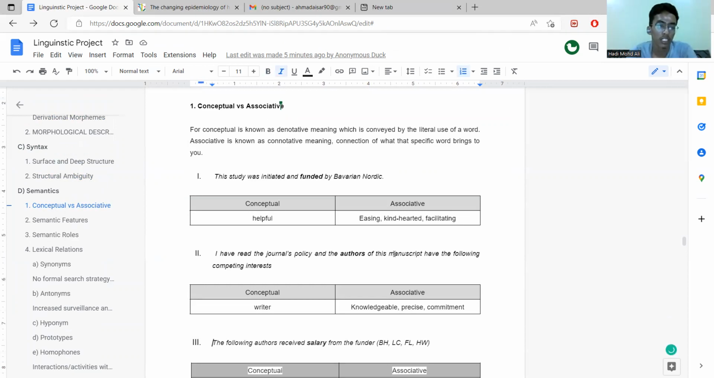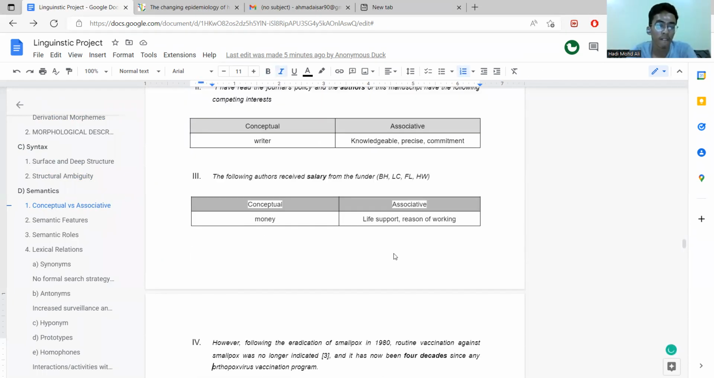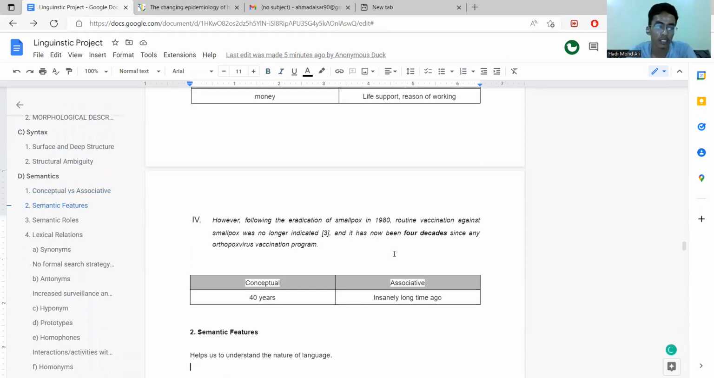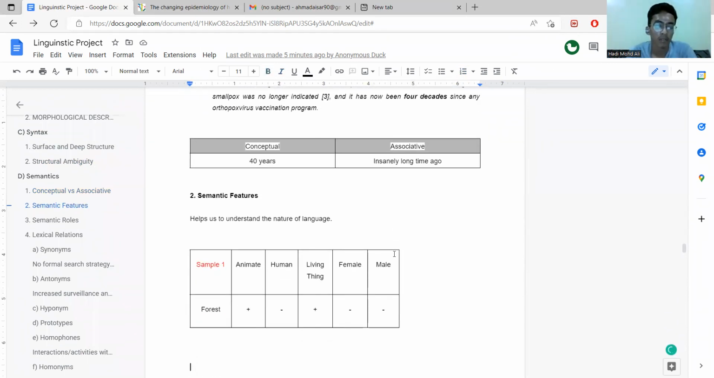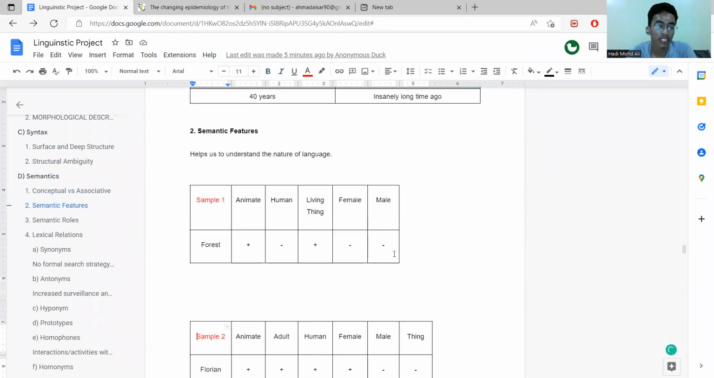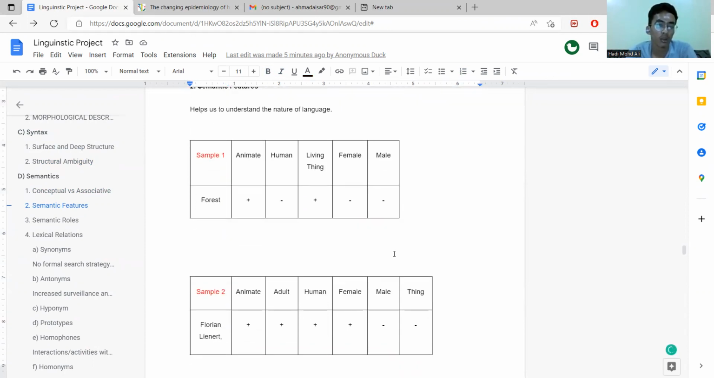So the same goes to number 2, number 3, and number 4, which all have the same conceptual and associative meaning, respectively. And the second one, moving on, is the semantic features. The semantic features help us to understand the nature of language. For example, the word forest: it is animate, it is not a human, it's a living thing, but it's not female or male. So with this method, we can understand the word better.